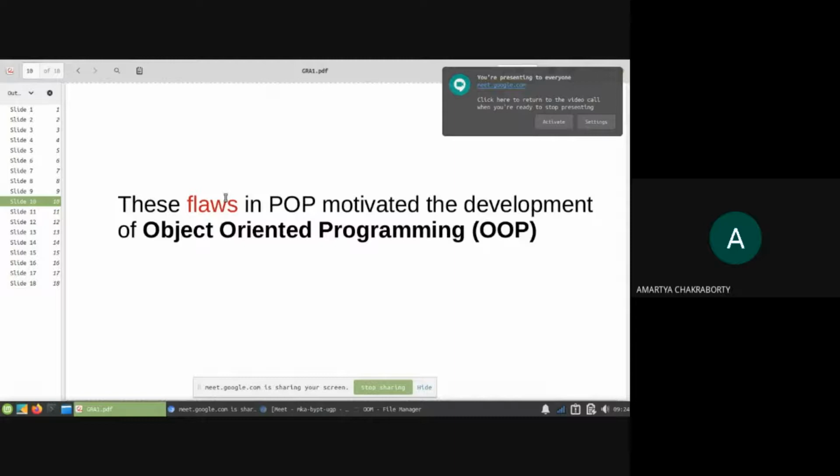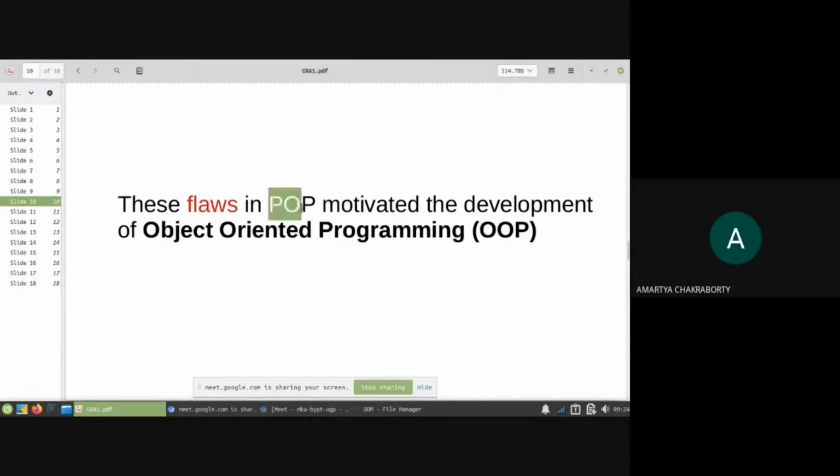These flaws in procedure oriented programming motivated the development of object oriented programming, which we also refer to as OOP. So previously we had POP, now we have OOP. Fine. So what is all about object oriented programming? Today we will simply barely scratch the surface of what object oriented programming is, and day by day we will go deeper and deeper into the concepts of object oriented programming.